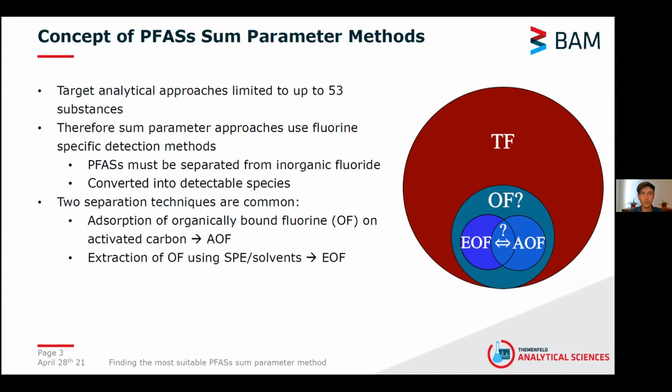Before we have a closer look into the results of this comparison, let's recap the concept of PFAS sum parameters briefly. Target analytical approaches for PFAS monitoring in surface waters are limited to up to 53 different substances, which is only a very small percentage of these 7,000 different PFAS. That's why we try to detect all organically bound fluorine, the OF, and therefore we use fluorine-specific detection methods.